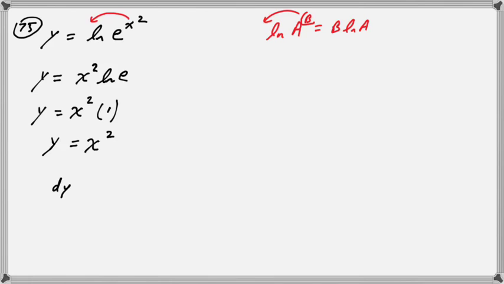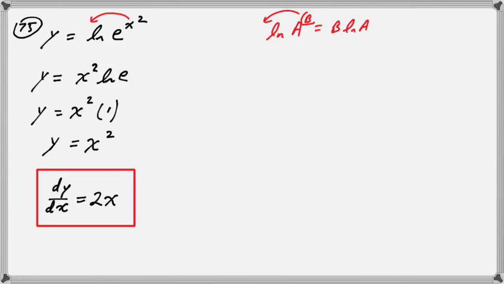This is just a disguised form of x squared. And what is the derivative of x squared? Hopefully everybody knows that it's 2x. A lot of people think up here natural log and e eliminate each other and all it's leaving you is x squared. But here it's done properly with the properties.